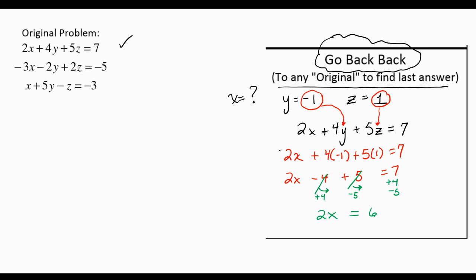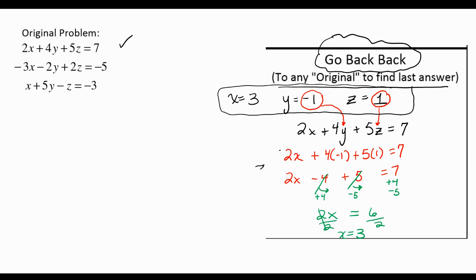Okay? And then divide by 2. And guess what? You just finished your problem. x is equal to 3. So we found that answer right here. So your x is going to be equal to, as soon as it writes, 3. So we found all 3 of them.